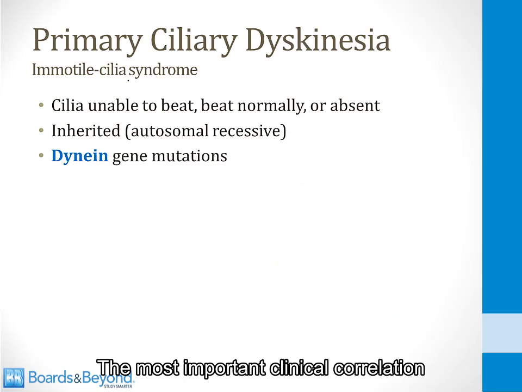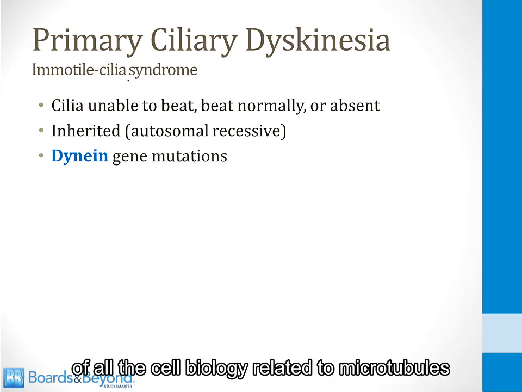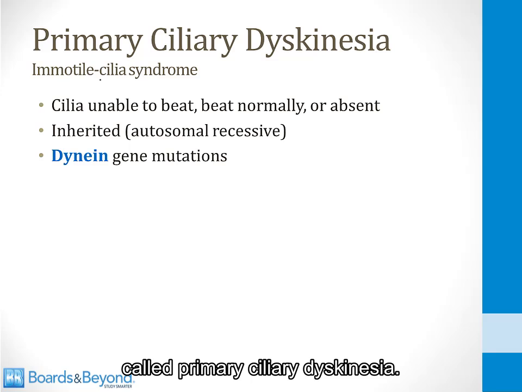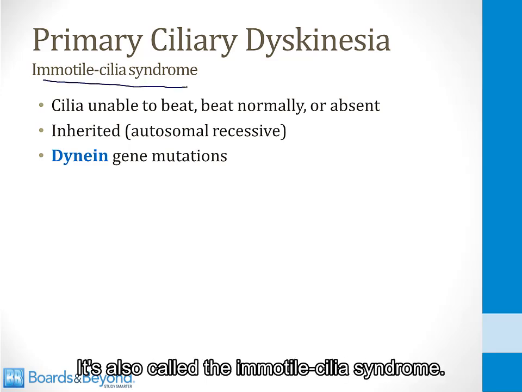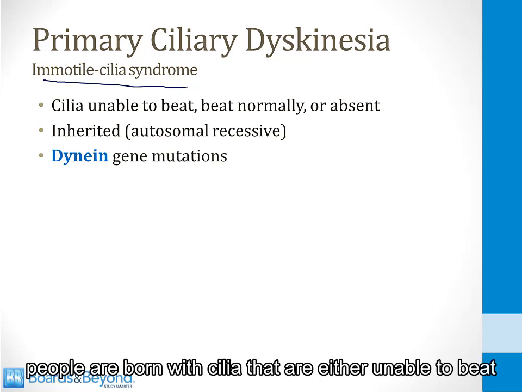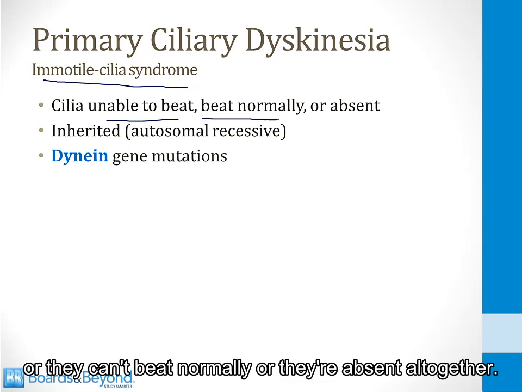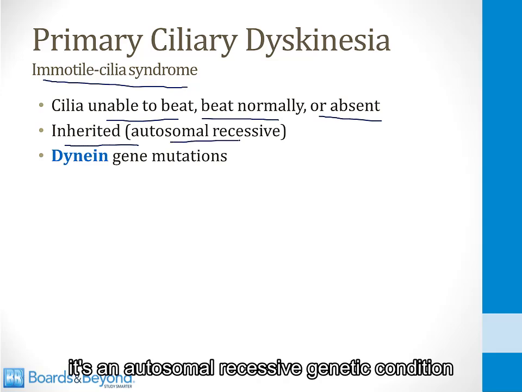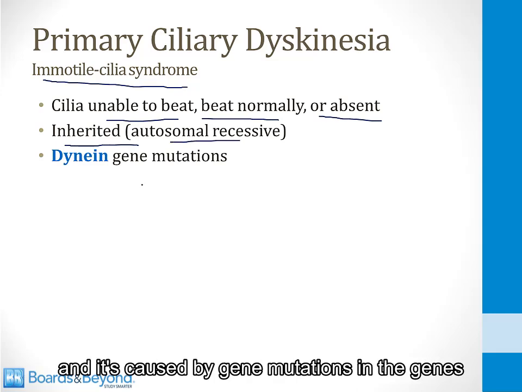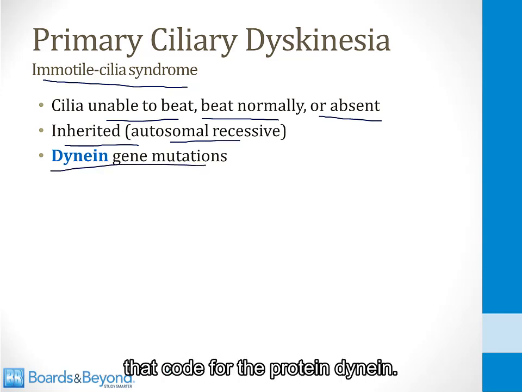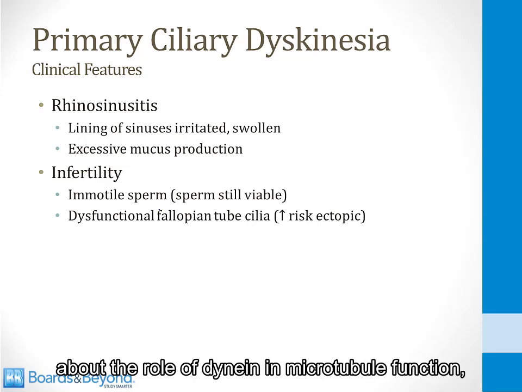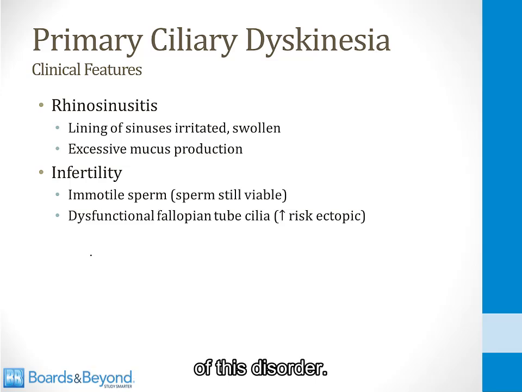The most important clinical correlation for you to be aware of, for all the cell biology related to microtubules, cilia and dynin, is a rare disorder called primary ciliary dyskinesia. It's also called immotile cilia syndrome. In this condition, people are born with cilia that are either unable to beat, or can't beat normally, or are absent altogether. This is an inherited condition. It's an autosomal recessive genetic condition, caused by mutations in the genes that code for the protein dynin. So if you understand everything I said about the role of dynin in microtubule function, it's easy to understand the clinical features of this disorder.